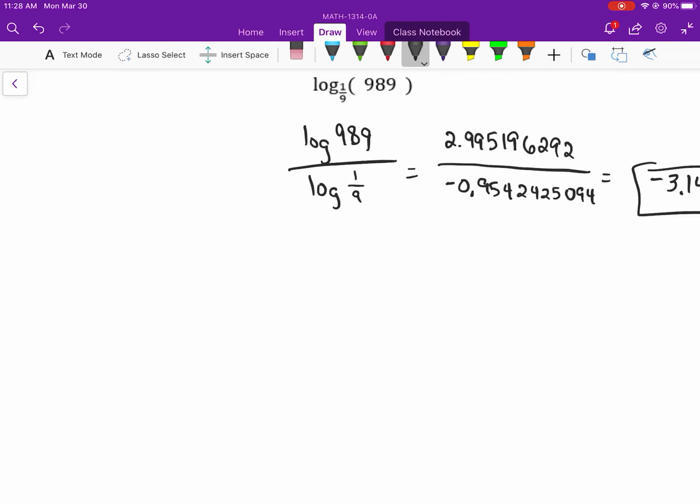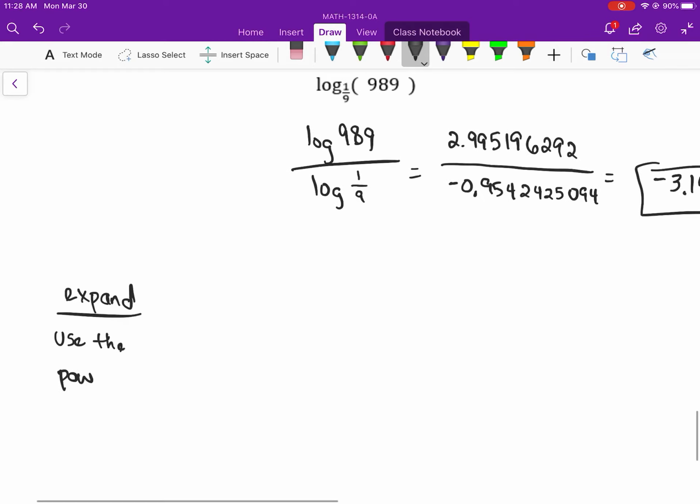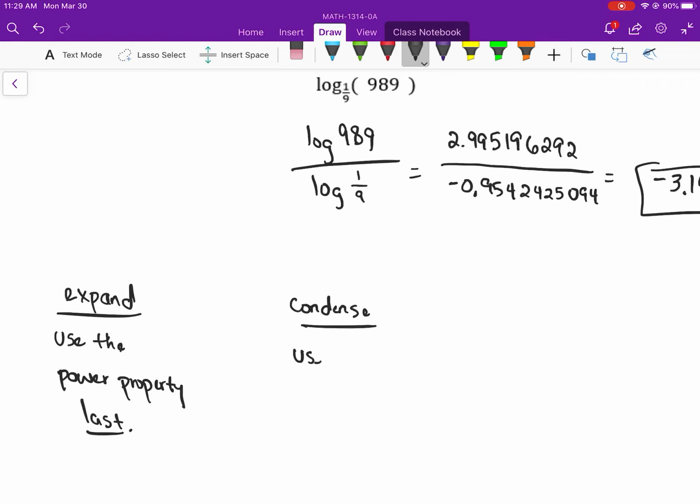All right, now, one more thing I want to point out to you real quick before I sign off for this video. I want to give you a couple of tips here. So when you expand, use the power property last. Very important. Use it last.